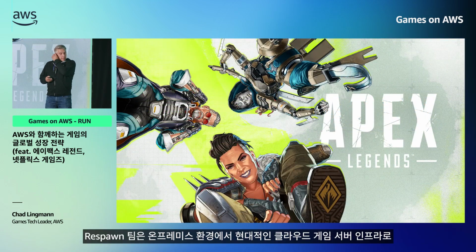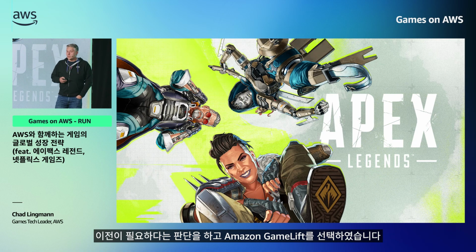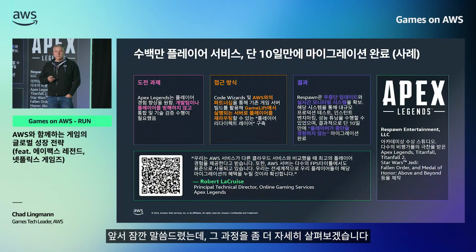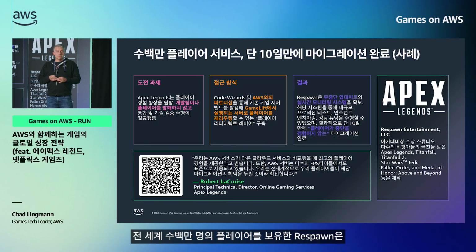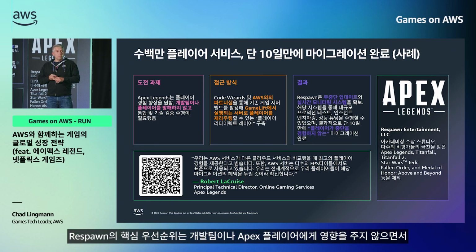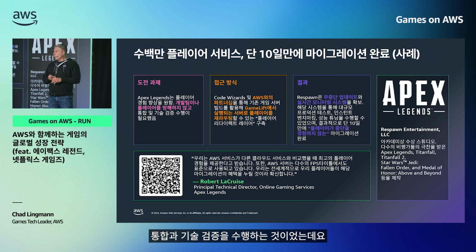So when the Respawn team was faced with the need to move from on-premise to the modern cloud game server infrastructure, they did utilize GameLift. I mentioned that earlier today, so we're going to talk a little more detail about that. With millions of players worldwide, Respawn needed more visibility. They needed more consistency and more flexibility in their infrastructure. And a core priority for Respawn was conducting integration and technical validation without disrupting the development team or the Apex players.